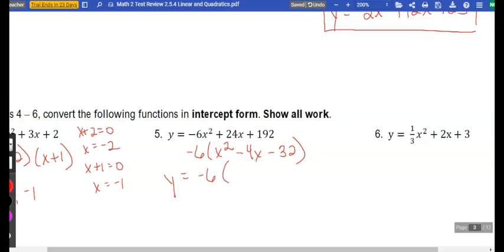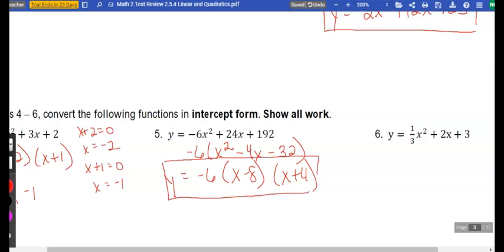What is that going to be? -32. That's going to be 8 and 4. X minus 8. X plus 4. Let me just check my key. Yes, that is correct. Okay, so now this is in factored or intercept form.